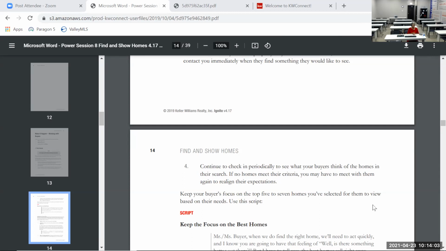But let them know that whatever it is that they find outside of you, they need to refer back to you for you to do the research and get the appointment scheduled for them to see the house if it's going to be a good fit.